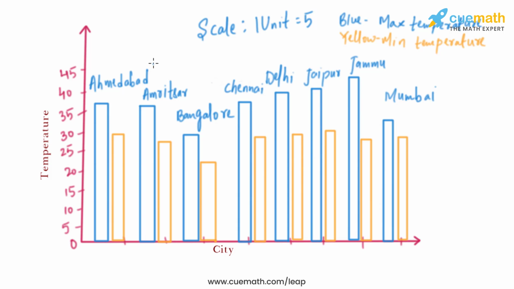The one in the blue is the graph for maximum temperature and the one in the yellow is the graph for minimum temperature. So as we can see, for Amritsar it will lie between 35 and 40 as it is 37. Similarly, the minimum temperature will lie between 25 and 30 as it is 26 degrees. So like that we will draw for Bangalore, Chennai, Jaipur, Jammu and Mumbai.